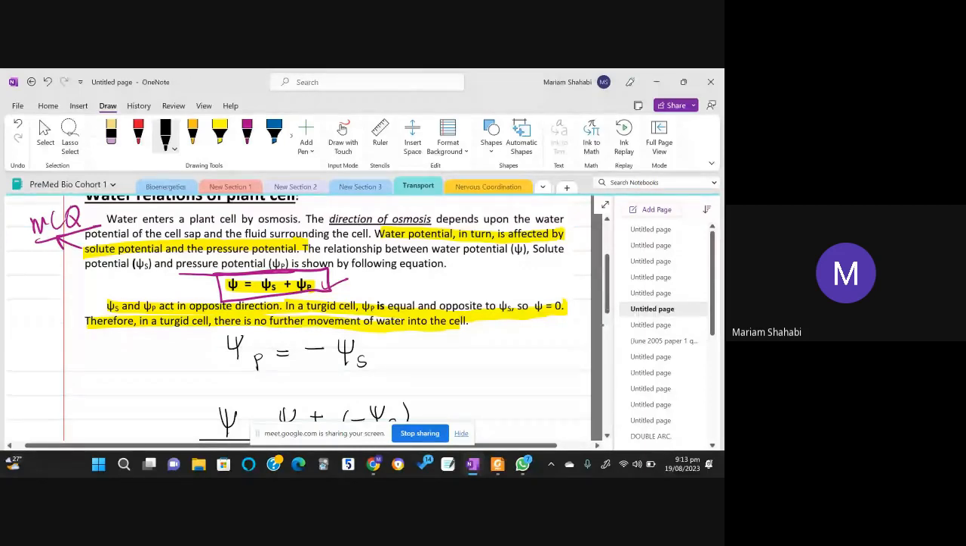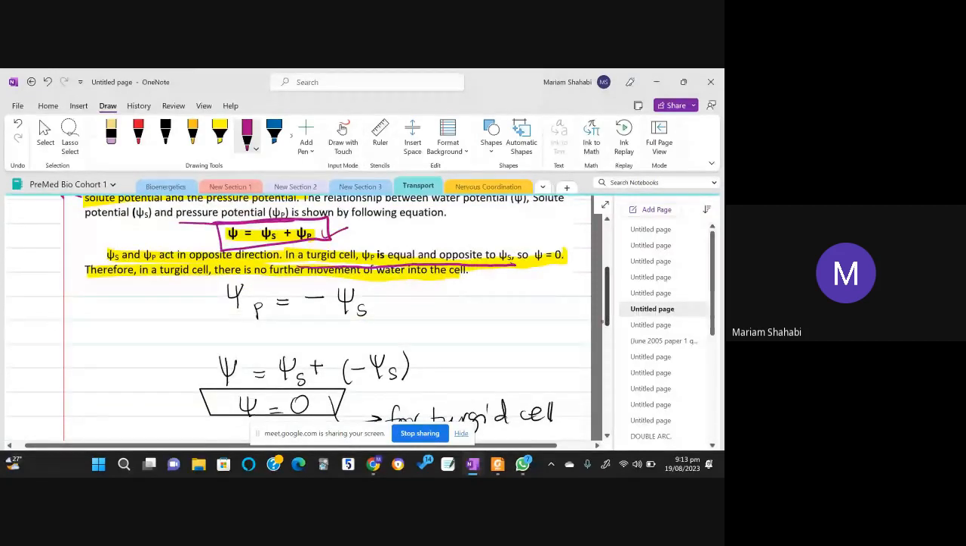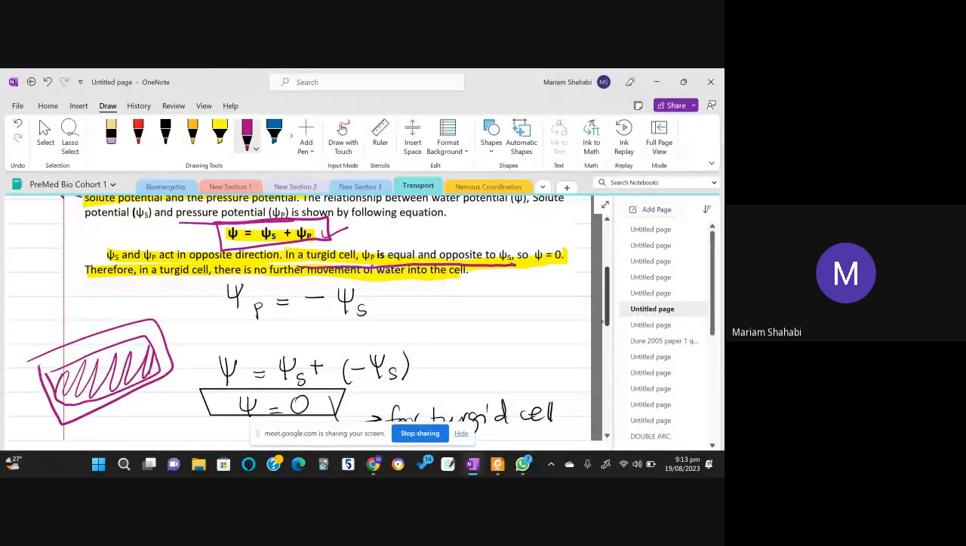तो अगर एक टर्जिड सेल है, ये भी बहुत इंपॉर्टेंट है, टर्जिड सेल में द प्रेशर पोटेंशियल इज इक्वल एंड ऑपोजिट. इक्वल एंड ऑपोजिट क्यों? क्योंकि टर्जिड सेल के अंदर मैक्सिमम पानी आ चुका है, ठीक है. दिस इज लाइक द मैक्सिमम दैट यू कैन रीच. अब इससे ज्यादा वो नहीं बेयर कर पाएगा. द सेल वॉल विल नॉट बी एबल टू. तो इन दिस स्टेट वी कॉल द सेल टर्जिड.